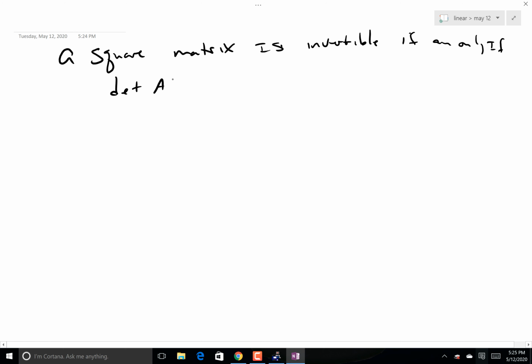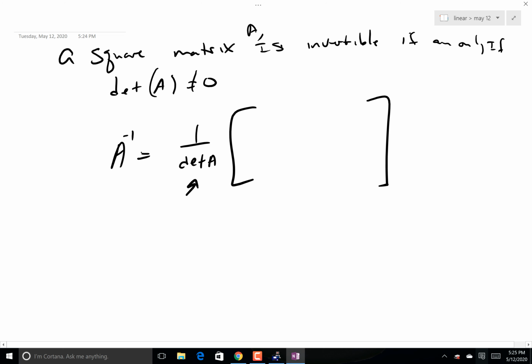A square matrix, this is a big deal. A square matrix A is invertible, in other words, it has an inverse, if and only if the determinant of A does not equal 0. And why is that? Because the inverse, A inverse, will always have 1 over the determinant of A times the rest of the matrix. Well, if this is 0, we're screwed, yes?